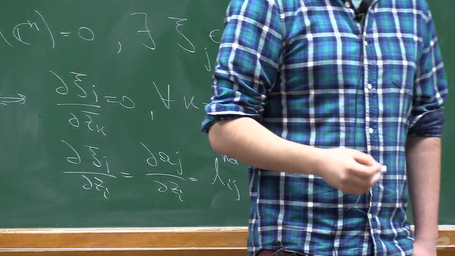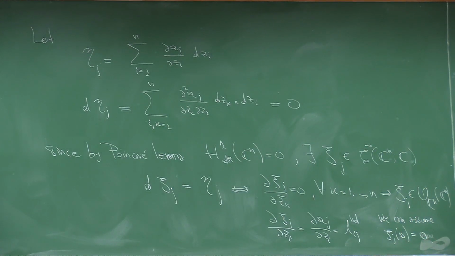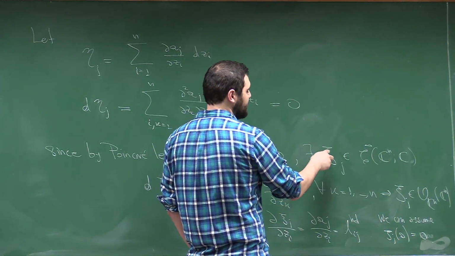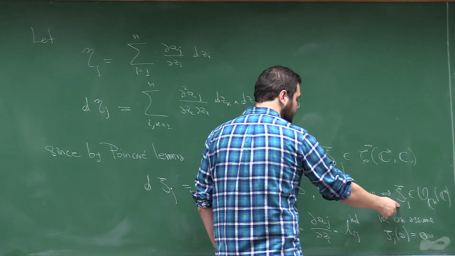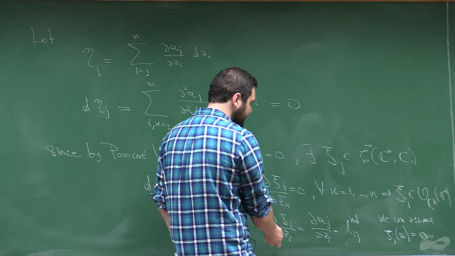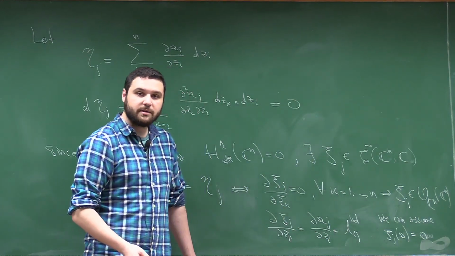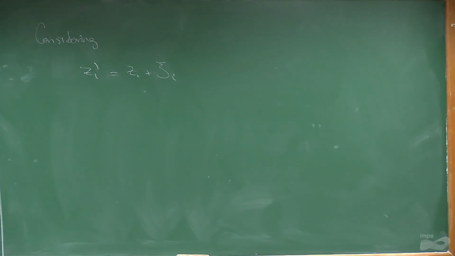Could you repeat why we can assume that chi_j of 0 is equal to 0? Because what I am saying here is that there exists some chi_j that is holomorphic, that at 0 is 0, and satisfies that its partial derivatives correspond to L_ij hol. So if it is not 0 at 0, we can subtract its value at 0, and it will also be holomorphic and will also satisfy these relations. So we can assume it. Okay?